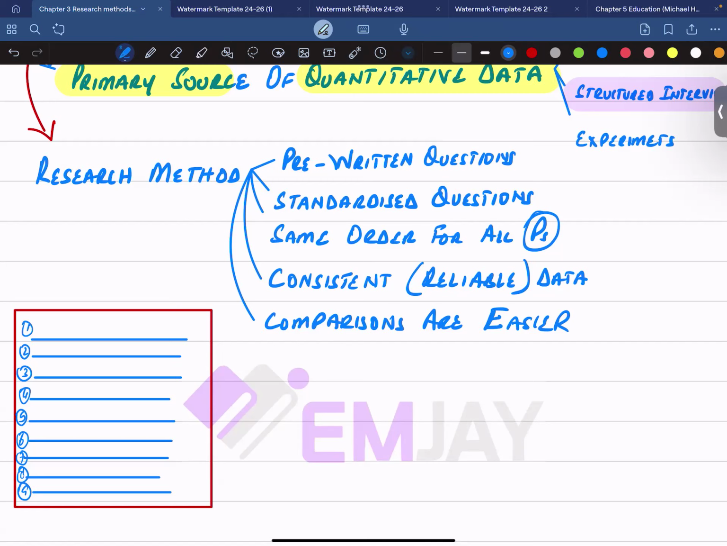So, of course, when you're talking about structured interviews, there is no flexibility here. In other words, the interviewer cannot add a question if he or she wants. The interviewer cannot subtract any question either. It's the same format, the same questions being asked in the same manner.